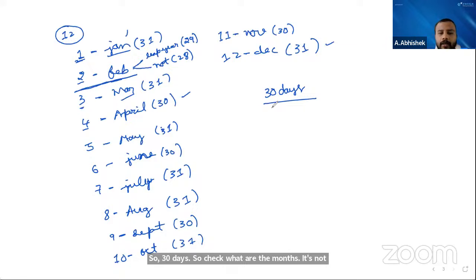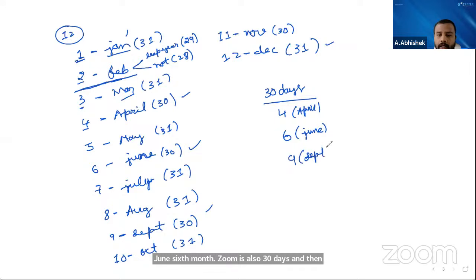What are the months? April month. So 4, that is April. April month is 30 days. Then June, 6th month. June is also 30 days. And then September, 9th month. 9th month is also 30 days. And then November means 11th month. This is also 30 days. So these 4 months are 30 days.